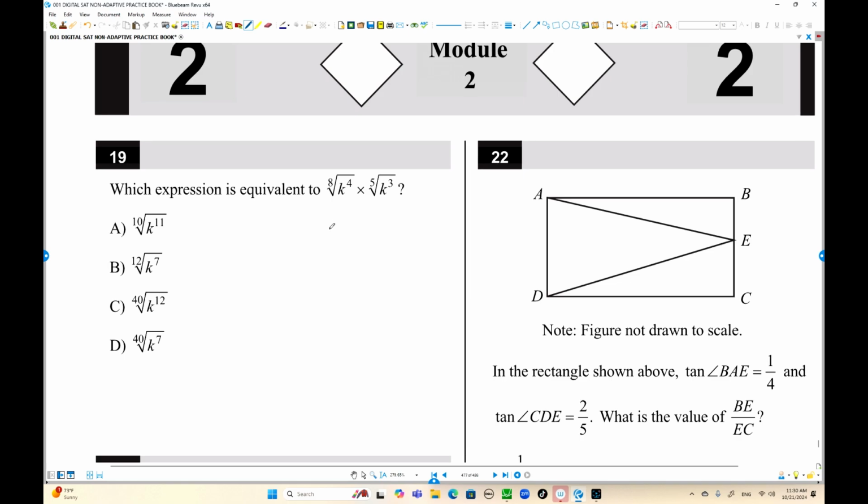Number 19, to simplify these radicals, we use the exponential form, right? First one is 4 over 8, that's 1 over 2, times k to the 3 over 5. What is this one? k to the 1 over 2, doesn't matter, okay? So, common denominator is 10, 5 plus 6 is 11, right? Which will equal this, option A, isn't it? This is the index number going up here, and 11 going in there, okay?